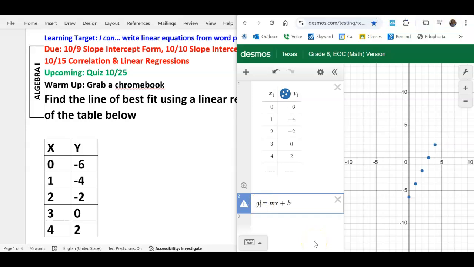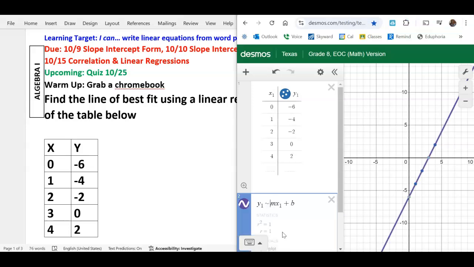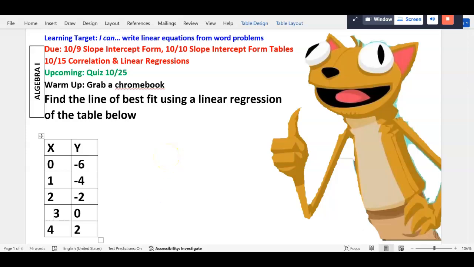So instead of y, it's y1, and x is going to be x1. What about the equal sign? Yeah, it's the tilde, the squiggle. Okay, and that gives me a linear regression, the line of best fit. Now remember, we have the equation here. We're given m and b. Remember, r equals 1, that's an accurate line of best fit. And then m is 2, b is -6.